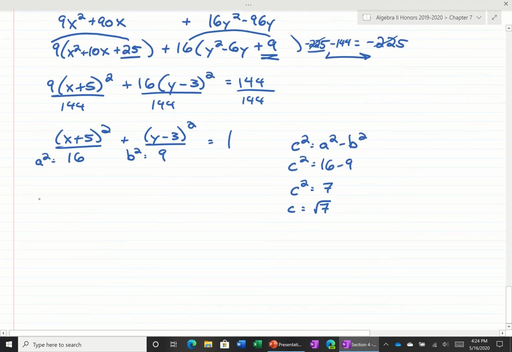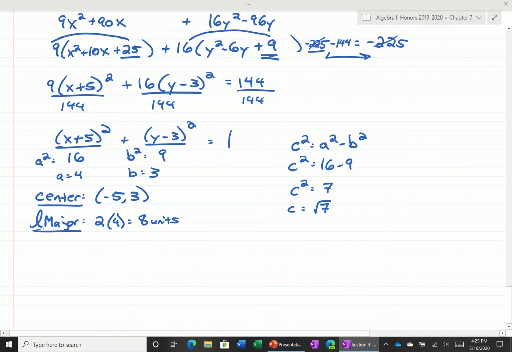And let's go through what we did before. The center would be negative 5, 3. The length of the major axis, remember it's horizontal because the bigger number is underneath x. The length of the major would be 2 times a, or 8 units, because a is 4. The endpoints of the major, we know that this is a horizontal ellipse. The endpoints of the major, we're going left and right. So we're going to do negative 5 plus or minus 4, 3.